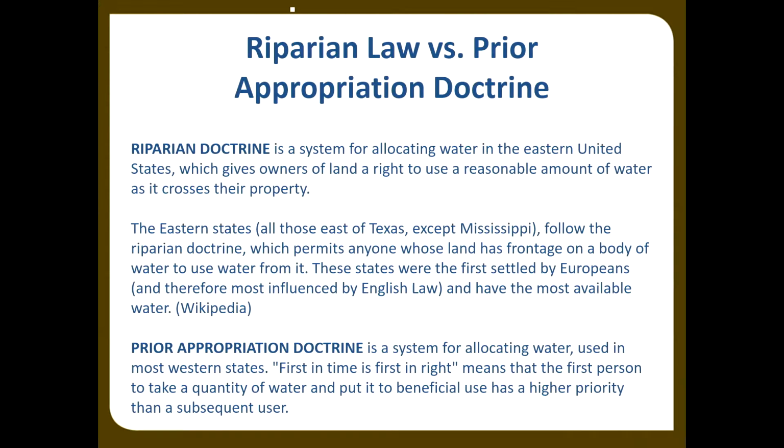And because of the lack of water that we have in the West, we use the prior appropriation doctrine, as Kent alluded to, and it's a system for allocating water where it's first in time, and that means you're first in right. So the person that has the earlier priority water right has the ability to put it to beneficial use before other people can take the water.